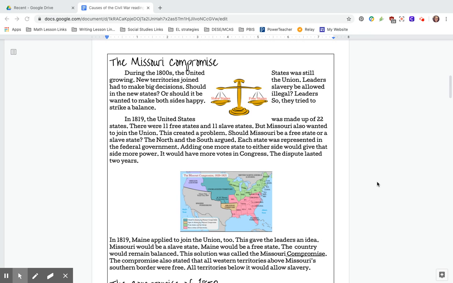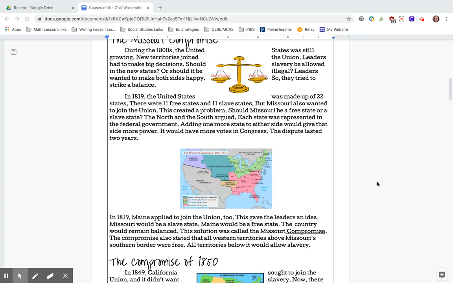Missouri would be a slave state. Maine would be a free state. The country would remain balanced. This solution was called the Missouri Compromise. The compromise also stated that all western territories above Missouri's southern border were free. All territories below it would allow slavery.